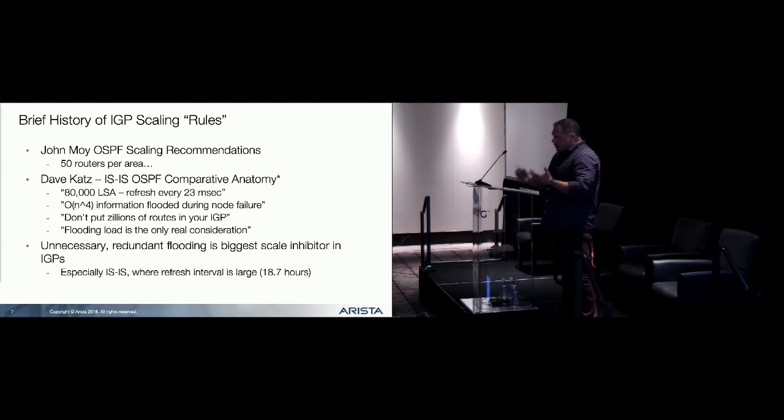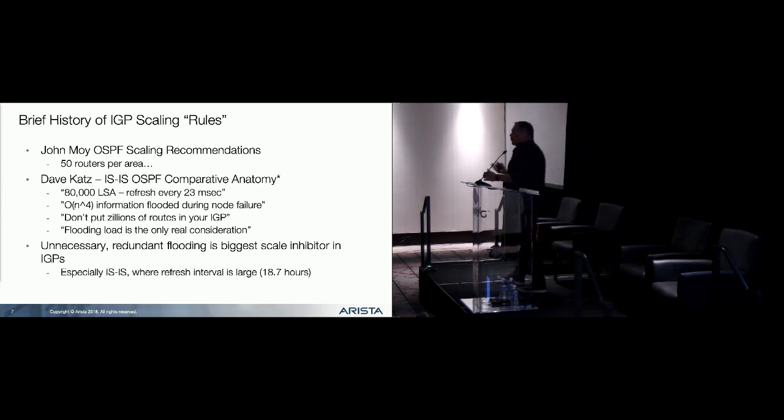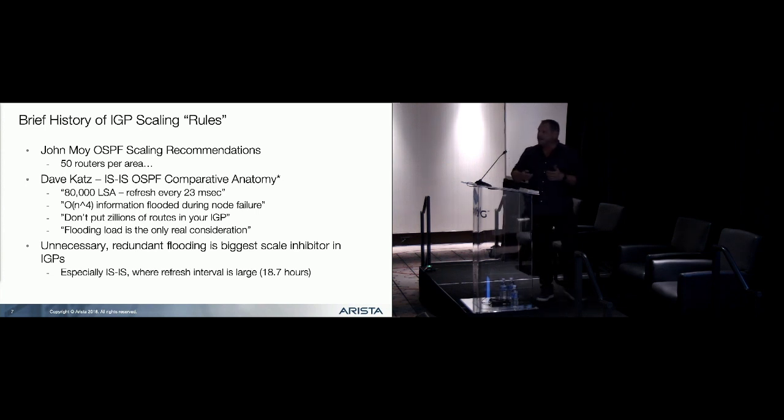So this unnecessary redundant flooding is a real problem. It's more a problem when the topology gets very dense. We've blown away these scaling rules because we know of networks that are single area or single level that have like 8,000 routers in them. So it's not the number of nodes and it's not the number of routes. It's the amount of unnecessary replication of information that causes the most pain in building large-scale IGPs.